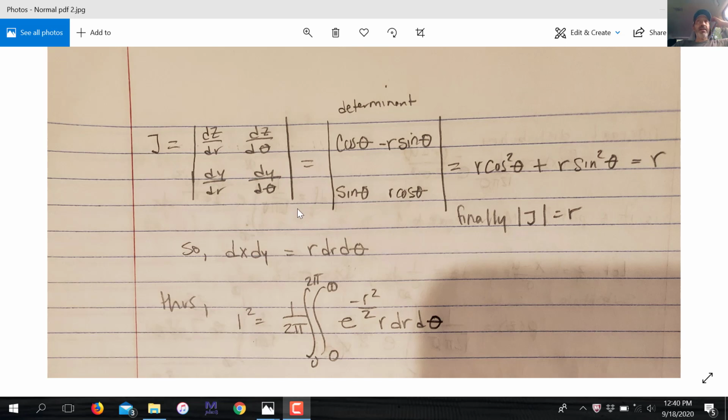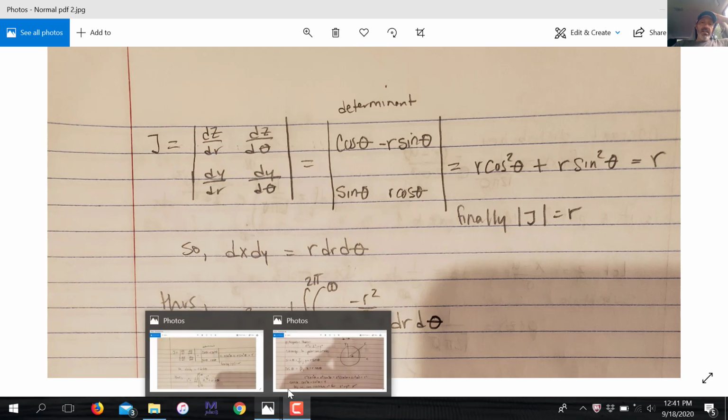And I said also we're going to take the absolute value of the Jacobian. To calculate the Jacobian, you calculate the determinant here. And the determinant, let's set this up. So we need the derivative of z with respect to r. If you recall, let me go back for a second here.